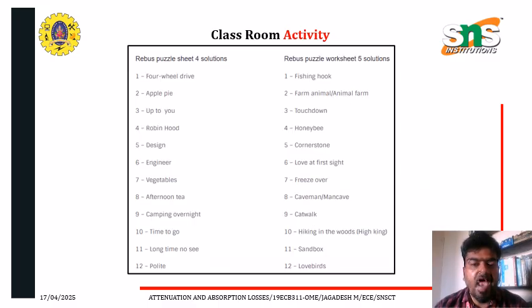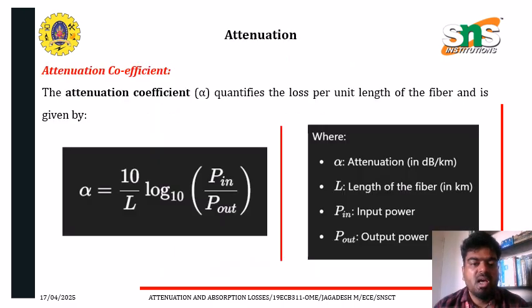The answer for the rebus puzzle is projected over here. So this is the answer. So let's resume the session.